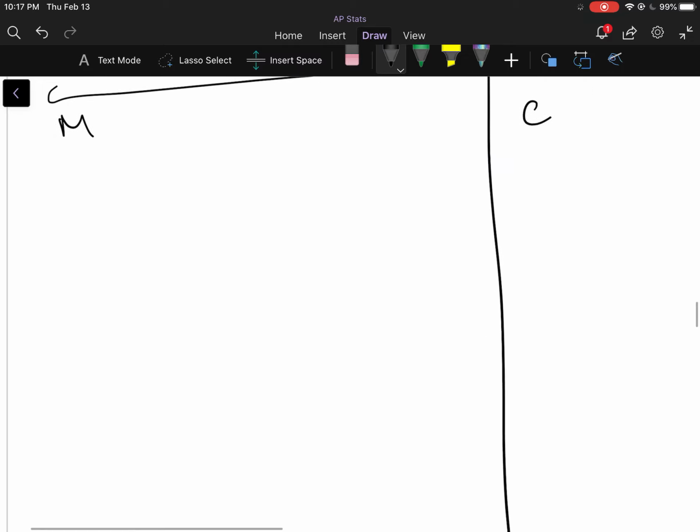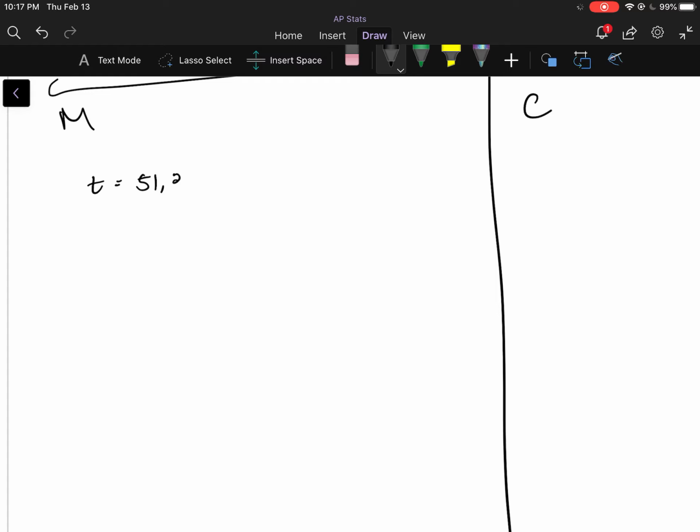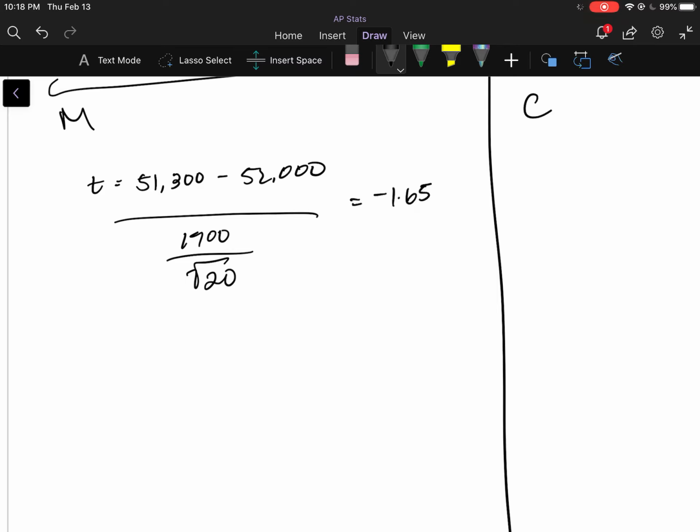Moving on to the math. t is equal to 51,300 minus 52,000, all of that divided by 1,900 over the square root of 20. This is equal to negative 1.65. Okay, so remember that before this, I actually have to write out the equation. Okay, don't forget to do that first.